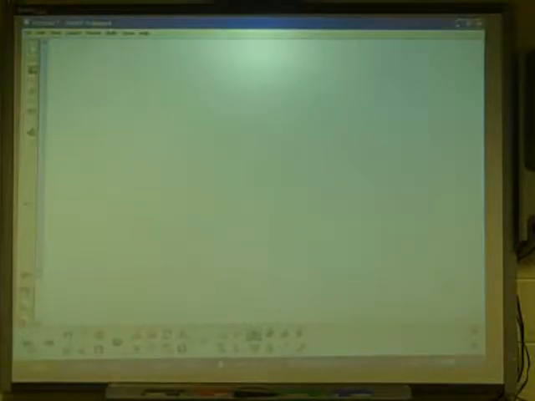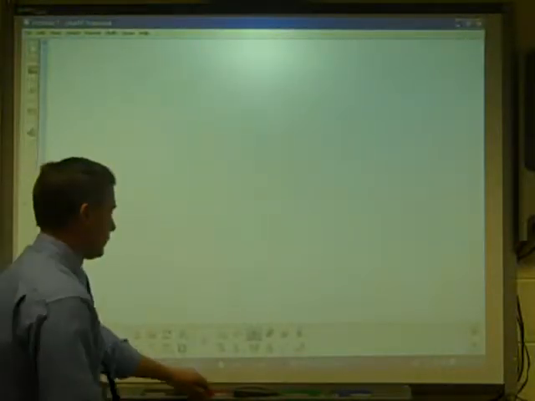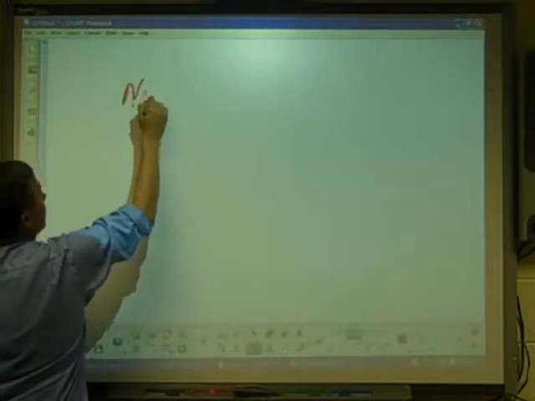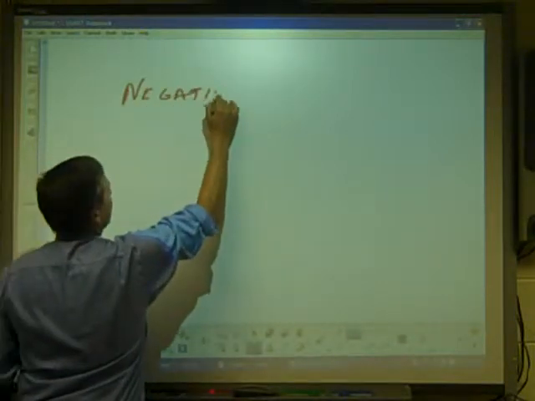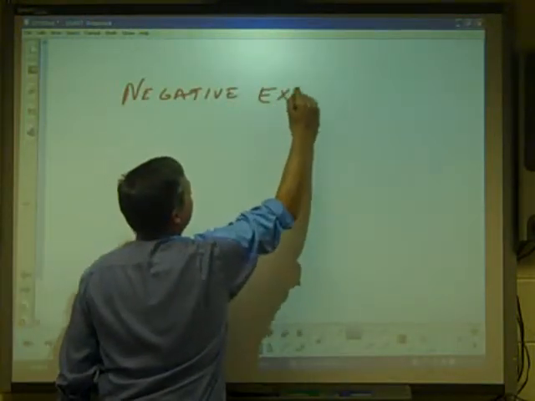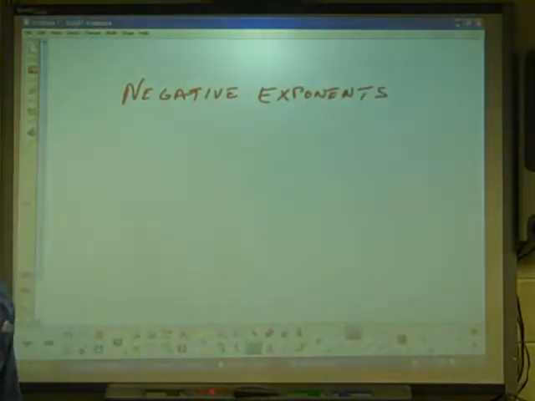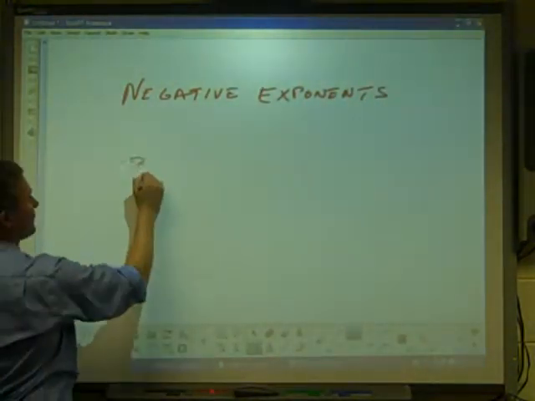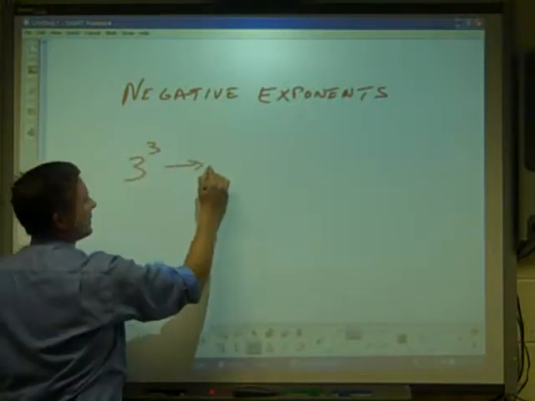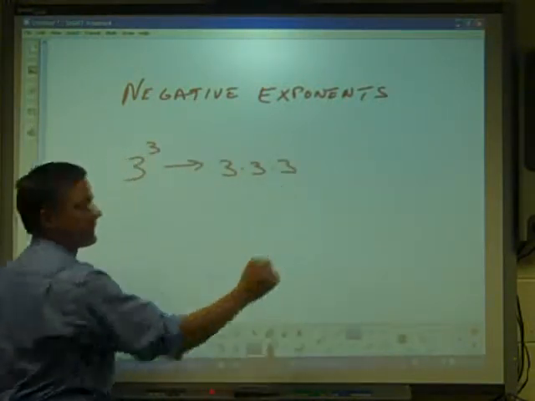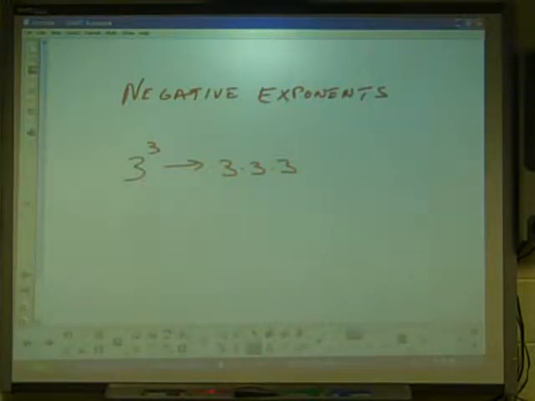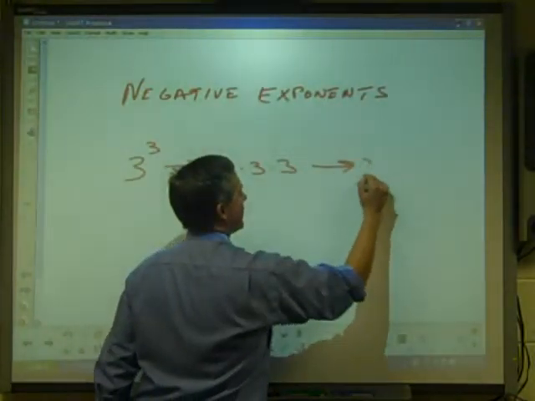All right, today we're going to talk about negative exponents, do a little review. And again, negative exponents are simply thought of as the opposite of positive exponents. And what I mean by that is we know positive exponents mean to take the base the number of times. So 3 to the third is 27.